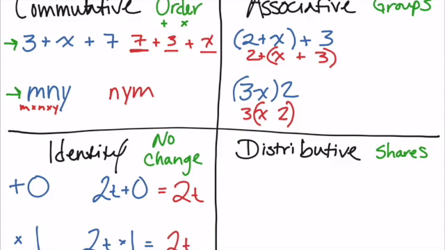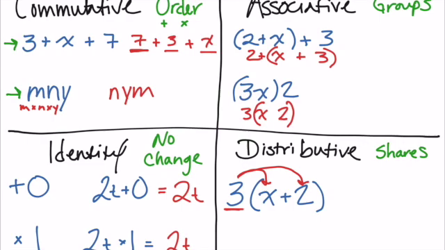Now, the distributive property is the one we're going to focus on today the most. Distributive property. It looks something like this. Let's say I have 3 times x plus 2. So the distributive property says you take this outside number and we share it with both of the inside numbers. We share it using multiplication.